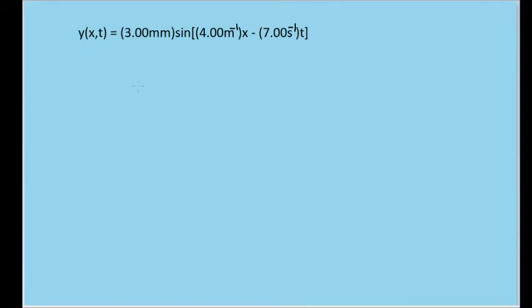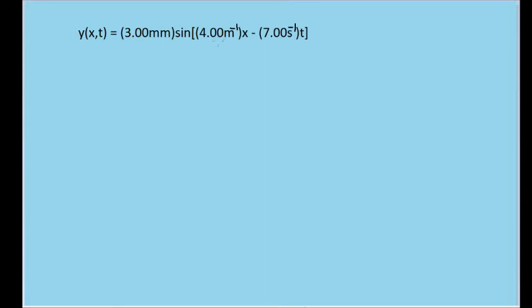In this problem, we have this mathematical representation of a wave, and the problem asks us to find the speed of the wave using the wave equation. Now, this is a very interesting problem because it's very, very easy to get the correct answer using the wrong method. Now, what do I mean by that?